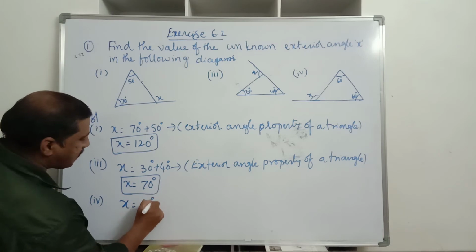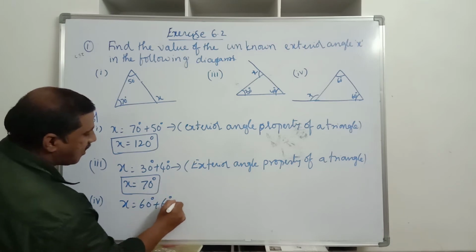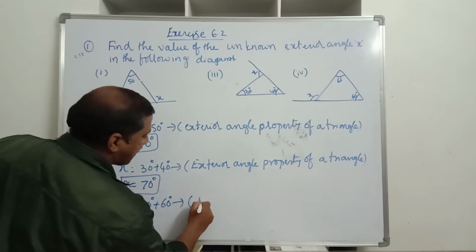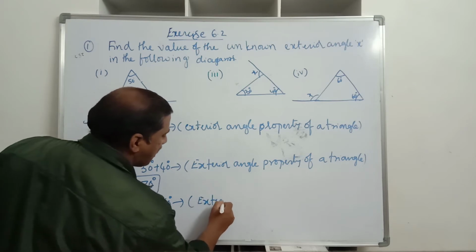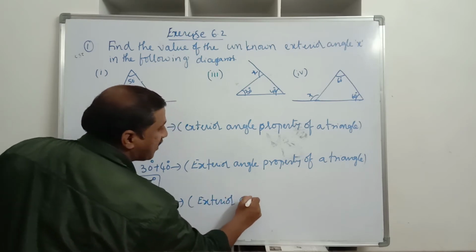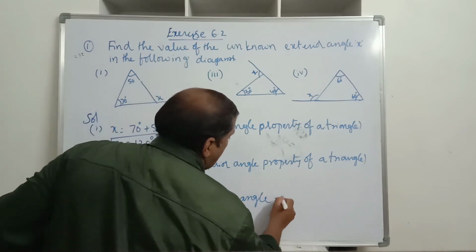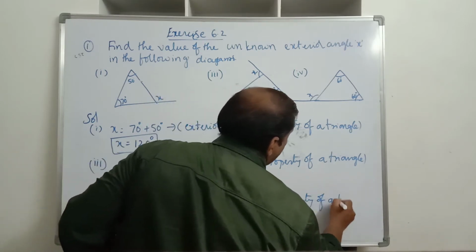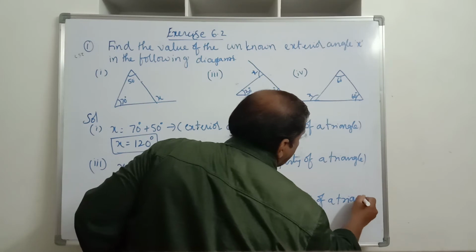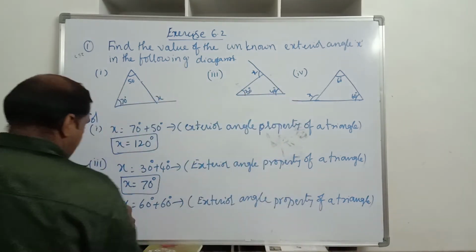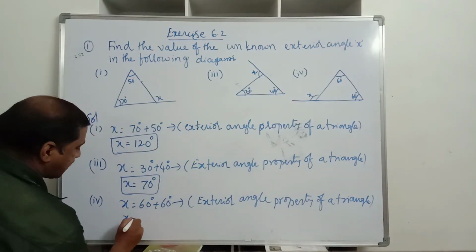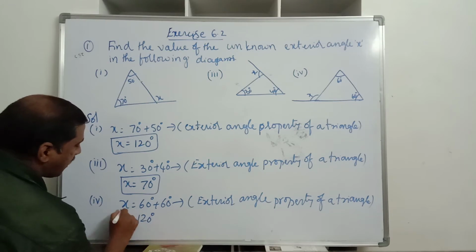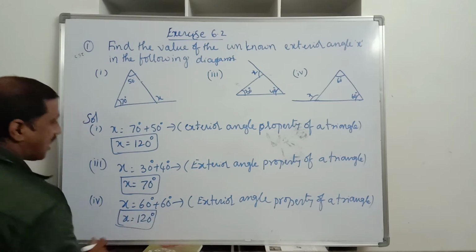Next, the fourth sum. In that question again, x is equal to 60 degrees plus 60 degrees. Why? Again, by the exterior angle property of a triangle. That is, x is equal to 60 plus 60, which is 120 degrees. It is an obtuse angle.